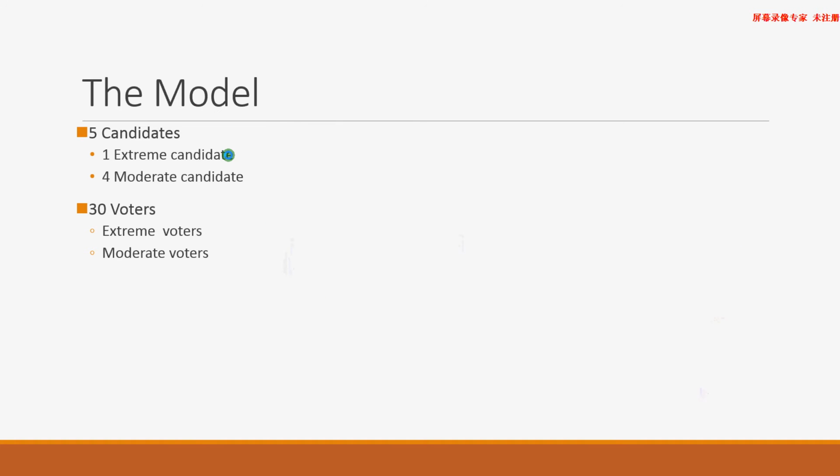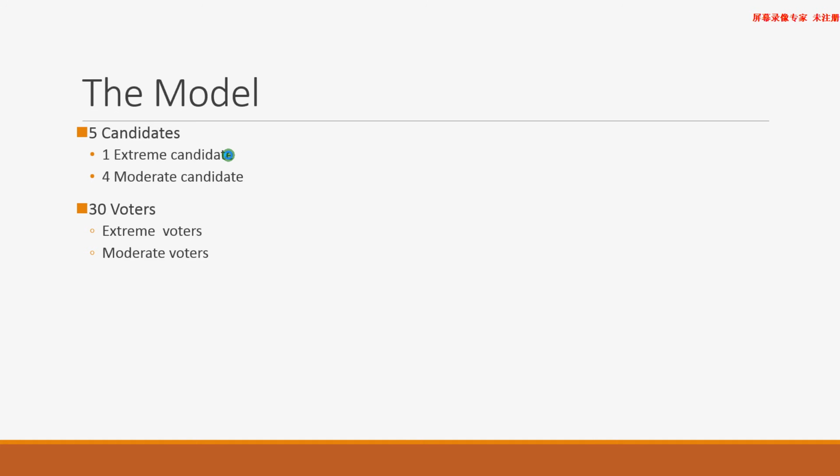Now, let's look at our model. The agents in our model are 5 candidates, one of whom is extreme and the rest are moderate, and 30 voters. Similarly, voters are composed of extreme ones and moderate ones.